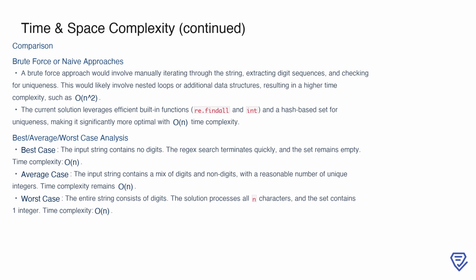For best case, average case, and worst case scenarios, the time complexity remains O(n). For example, if the string contains no digits, the regex search completes quickly, and the set stays empty. If the string has a mix of digits and non-digits or consists entirely of digits, the solution still processes all characters linearly, ensuring O(n) time complexity across all cases.